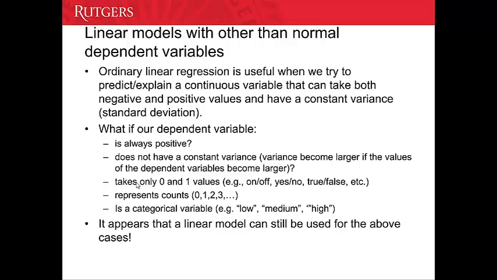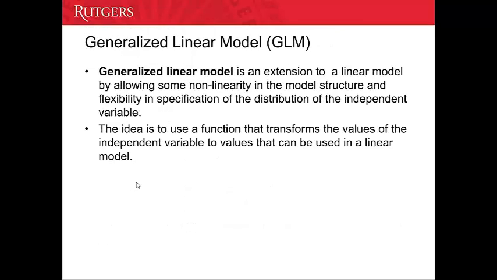This we call generalized linear regression. The generalized linear model is an extension to the linear model. It allows some nonlinear relationships to be modeled. The dependent variable does not need to be continuous, and the relationship between the independent variable and the dependent variable is not necessarily linear. So we can model the nonlinear relationship between the independent variable and the dependent variable. So how do we do this? We try to transform the variable and make it ready to be used in the linear model.